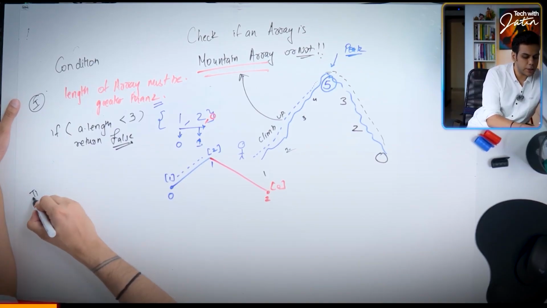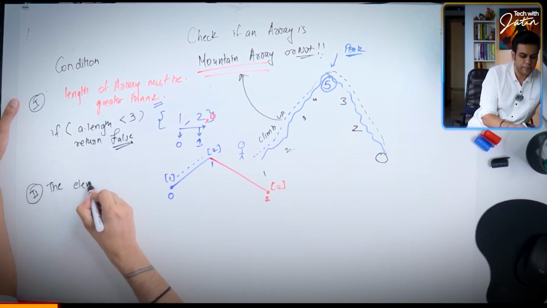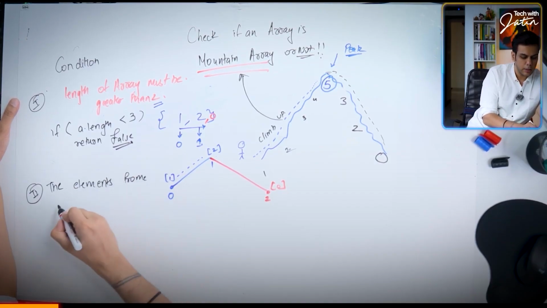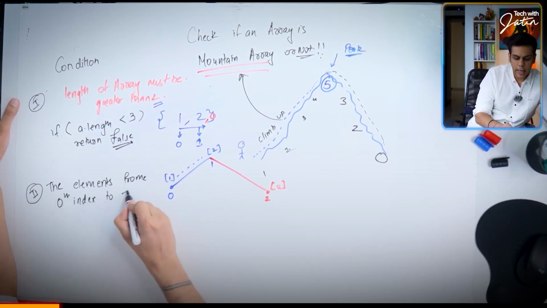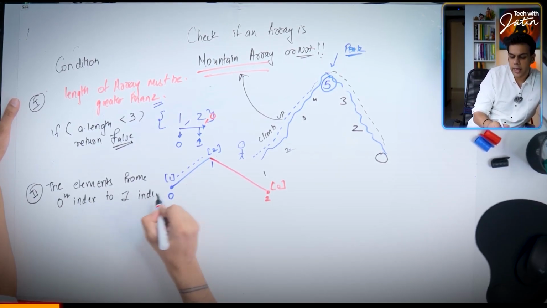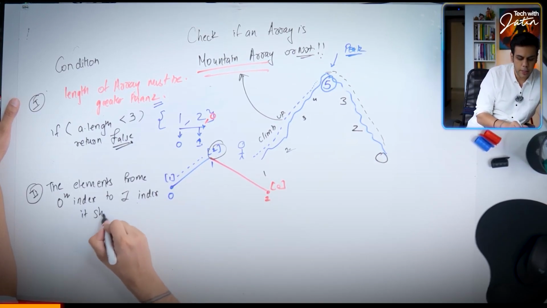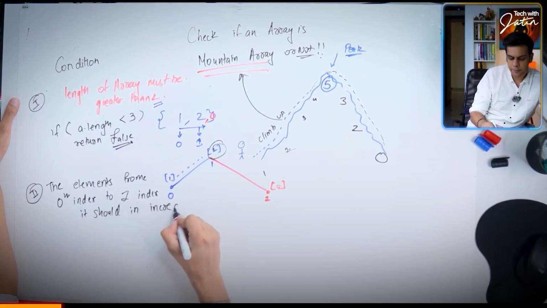The next condition over here, guys, is the elements from the 0th index to the i-th index, because you don't know, right, when exactly the peak will come into the picture. The elements up to the i-th index should be in increasing order.